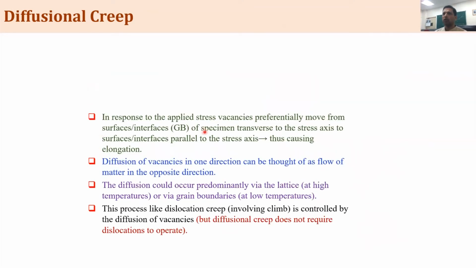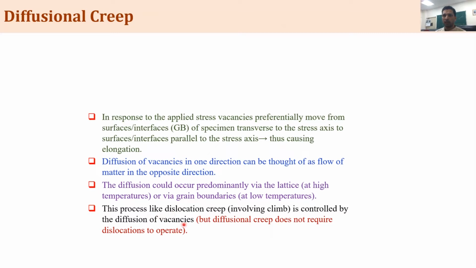So in response to the applied stress, vacancies preferentially move from surfaces, interfaces of the specimen transverse to the stress axis to the surfaces, interfaces parallel to the stress axis, thus causing elongation. Diffusion of vacancies in one direction can be thought of as flow of matter in the opposite direction. We saw that the vacancies were moving in one direction and the matter was moving in the other direction. The diffusion could occur predominantly via lattice at high temperatures or via grain boundaries at lower temperatures. When it is via lattice, it is called Nabarro-Herring, and when it is via grain boundaries, it is called Coble creep.